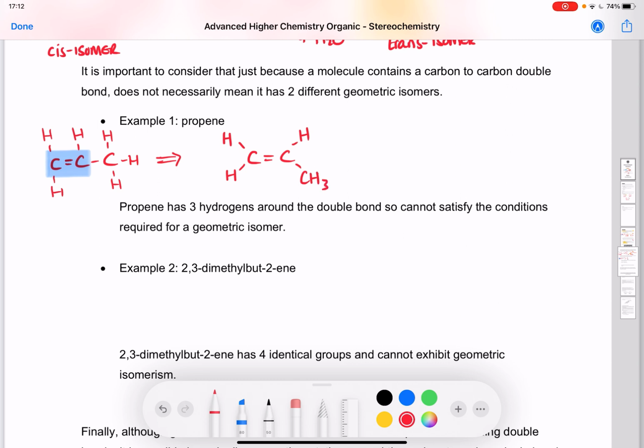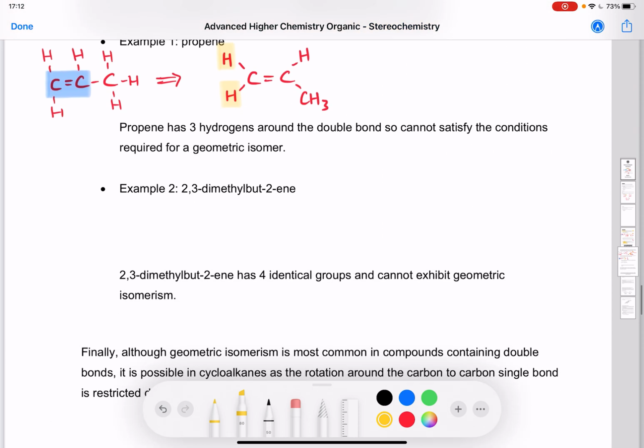So, looking at this particular molecule, because one of the carbons in the carbon-to-carbon double bond has two of the same group attached, two hydrogens in this case, it doesn't matter which hydrogen points up and which hydrogen points down, it's going to be the same. So there isn't actually a possibility of getting geometric isomers with propene. So propene has three hydrogens around the double bond, so cannot satisfy the conditions required for a geometric isomer. We need the groups that are attached to the carbon-to-carbon double bond to be at least two different groups.